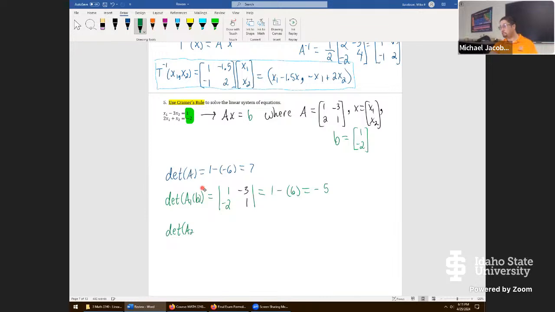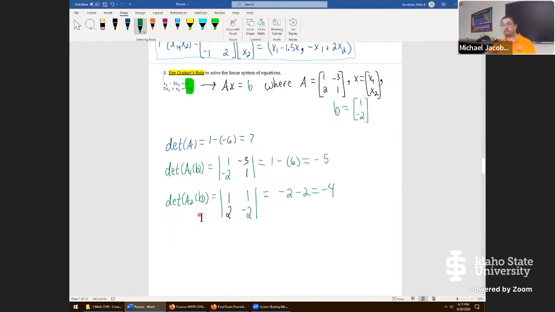Determinant A2B looks like this. This time we keep column 1 just as it was, 1, 2. And the notation is kind of clunky, but it's saying in column 2, place the vector B, so 1, -2 goes here. Now the determinant will give us -2 minus 2 for a value of -4, which means we're basically done, but we still have to give the answers.